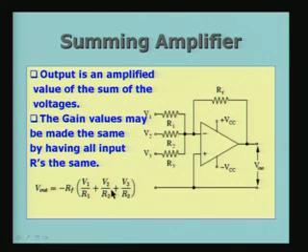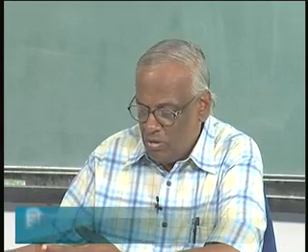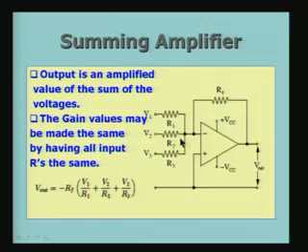So, if I make R1 equal to R2 equal to R3, all these are going to be summed and amplified by the same factor. So, with a summing amplifier you can sum either with the same amplification or with different amplifications for different signals. So, that is what it shows. By choosing R1, R2, R3 suitably, you can manipulate the signal.